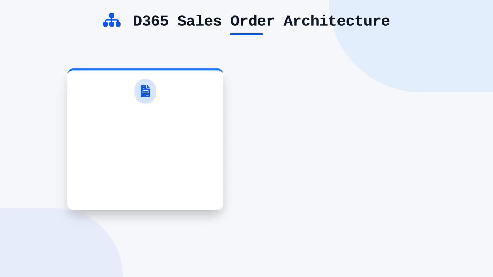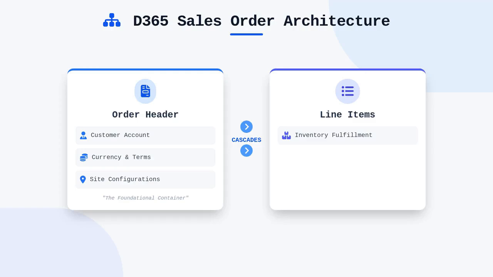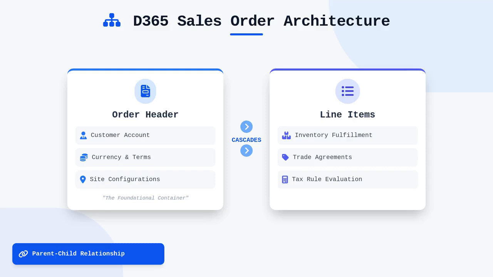The sales order header serves as the foundational container, housing critical metadata such as the customer account, currency, terms of delivery, and site configurations. When you define these parameters at the header level, the system cascades them down to the individual lines, ensuring data integrity across the entire document. This arrangement is not merely a data entry convenience, but a functional constraint that dictates how the system evaluates trade agreements and tax rules. If you modify a delivery date on the header, the system prompts you with a decision to update all existing lines, illustrating the parent-child relationship that governs the order.